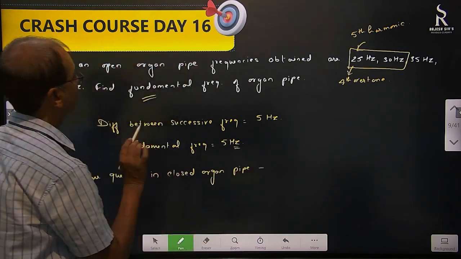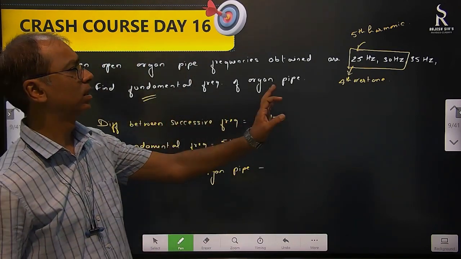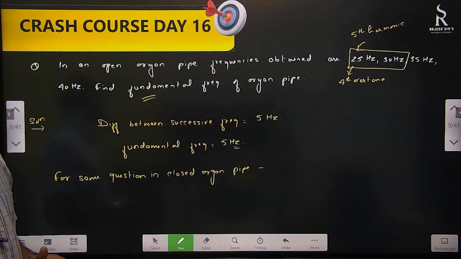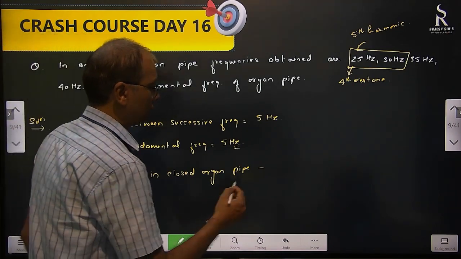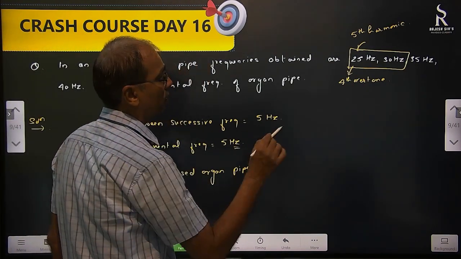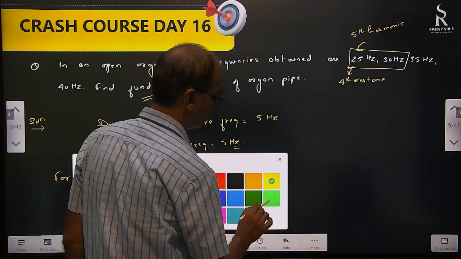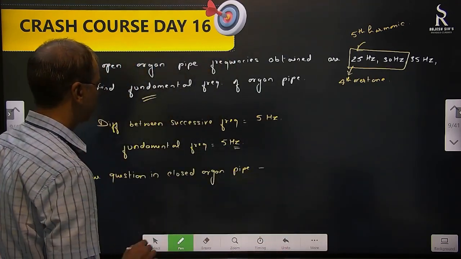What will you do? Same question means same frequency given: 25, 30, 35, 40 Hz. Then what should we do in a closed organ pipe? Find the fundamental frequency. In this one also the process is the same. We are going to find the difference between two successive frequencies.